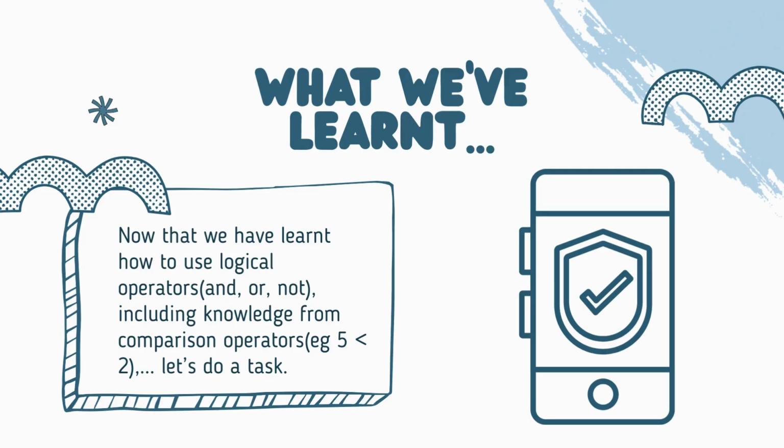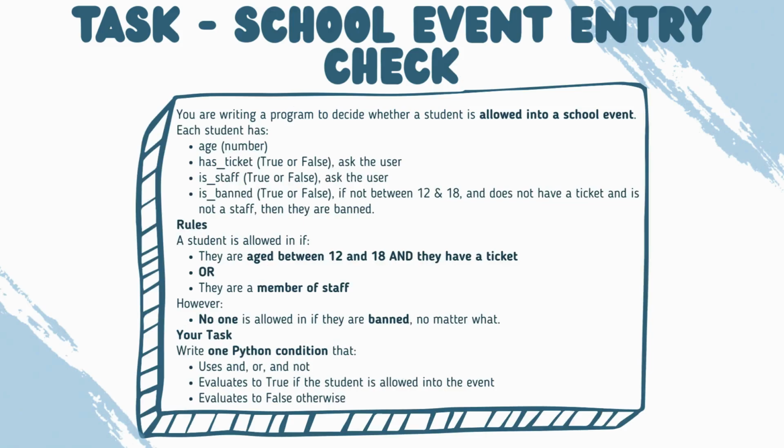Now that we've learned how to use the logical operators AND, OR, and NOT, including knowledge from our comparison operators in the last video, where e.g. we have 5 less than 2, let's do a task to reinforce our learning. We're working on a school event entry check, which is a scenario we could face when checking who is allowed onto a website or page in an organization. So let's read the task.